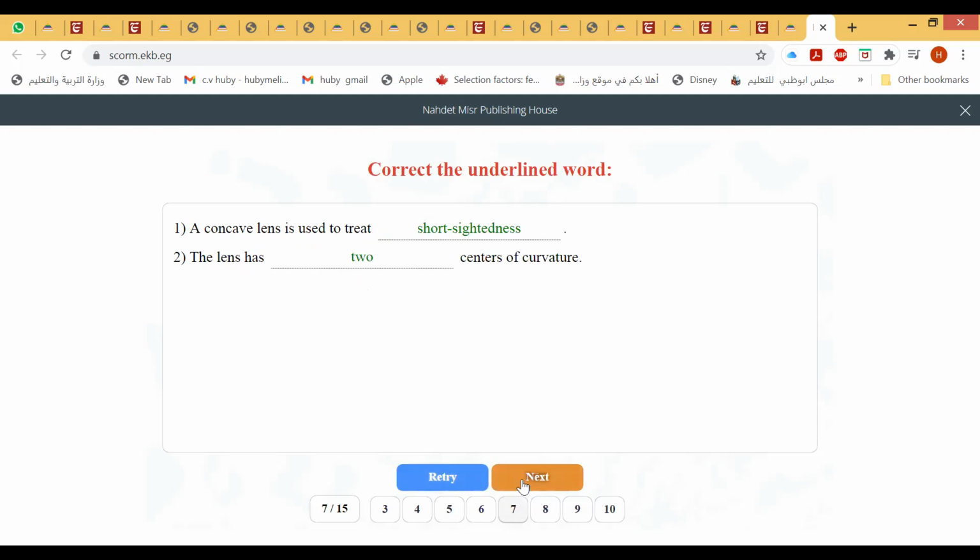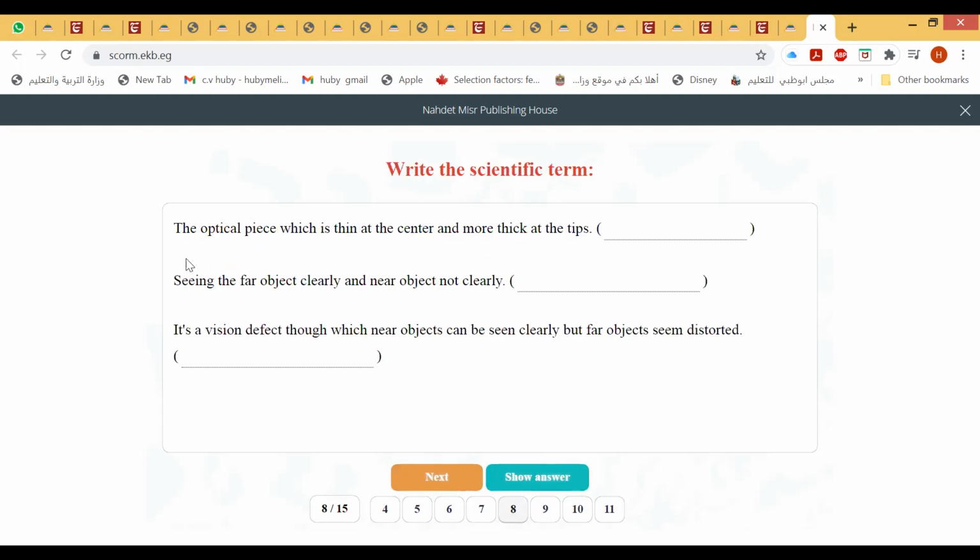The lens has what center of curvature? 2. The last questions. The optical piece which is thin at the center and more thick at the tips? Of course, concave. Seeing the far objects: of course, long sightedness. It is a vision defect through which near objects can be seen clearly: short sightedness.